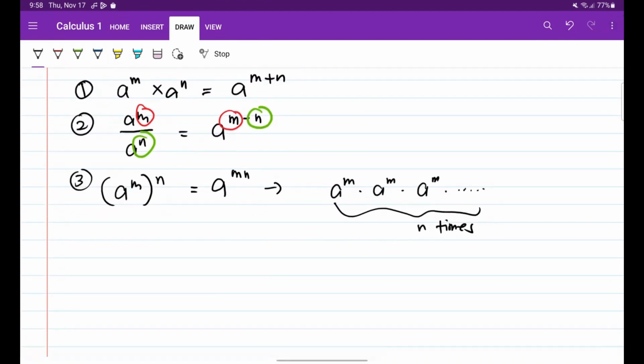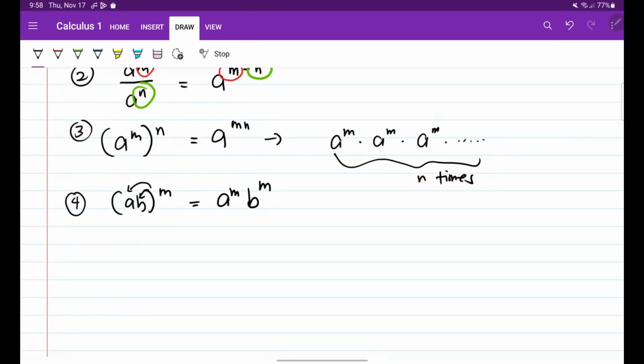So we also have power of a product rule. Sinasabi lang yun sa atin na if you have ab to the m, pwede natin i-distribute yung m. So a to the m, b to the m. And pwede rin yun sa quotient. So pag quotient naman, if you have a over b to the m, this is equal to a to the m over b to the m. Again, nadi-distribute lang sa loob yung exponent.